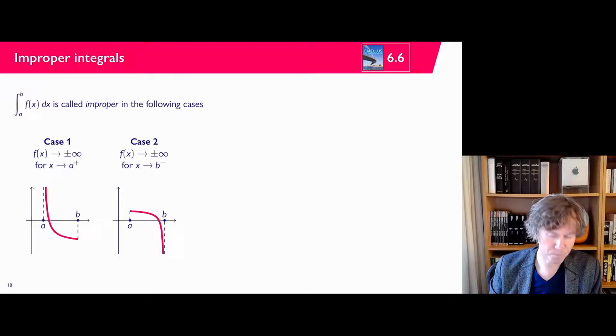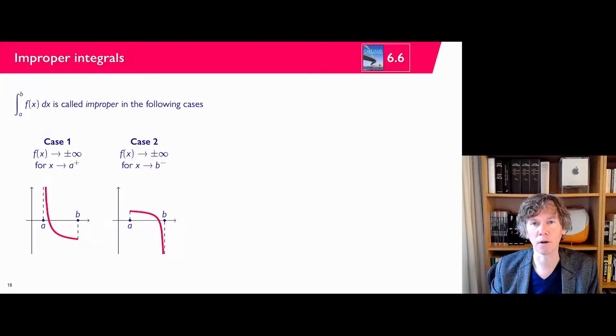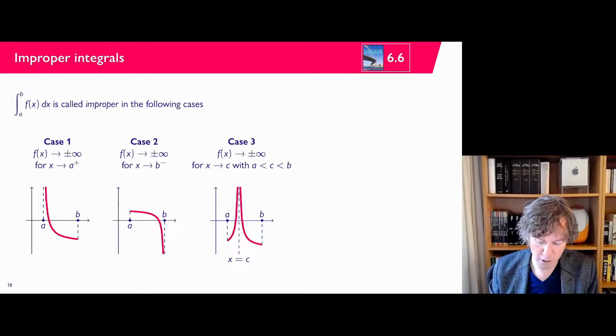The next case, if it happens at the right point of the interval. So we are talking about the interval from a to b. If you approach b from the left or from below, and if your function goes to plus or minus infinity, that's also called improper. Third case, it can happen along the way. So somewhere in the interval, say at a point c that's in the interval, your function goes to plus or minus infinity. That would also be called an improper integral.